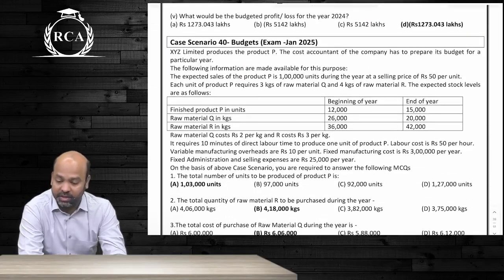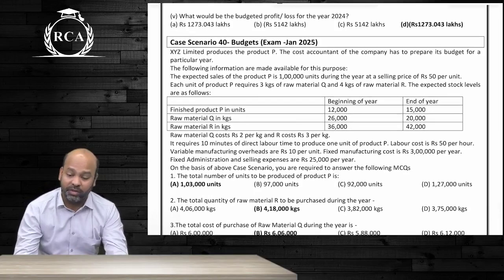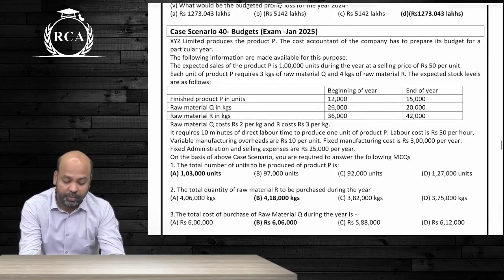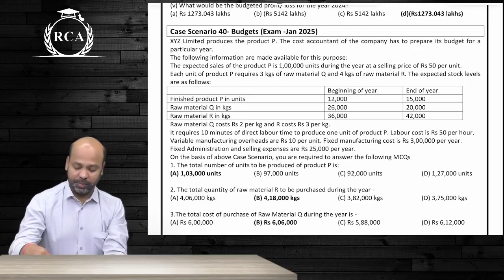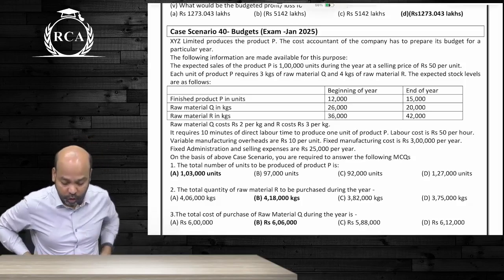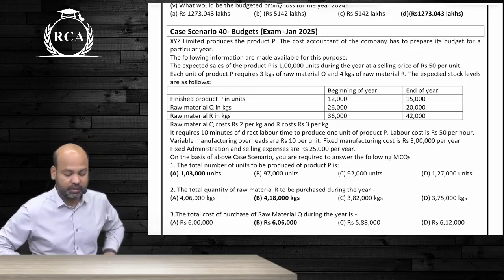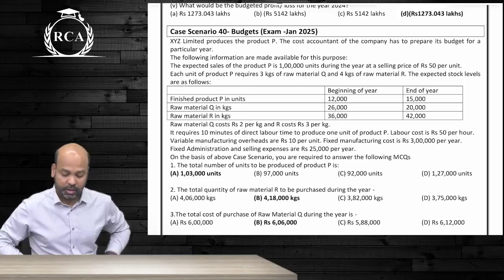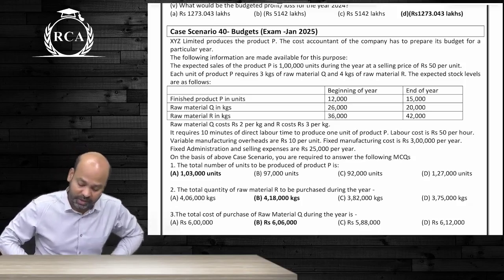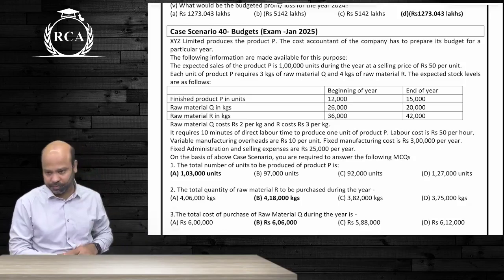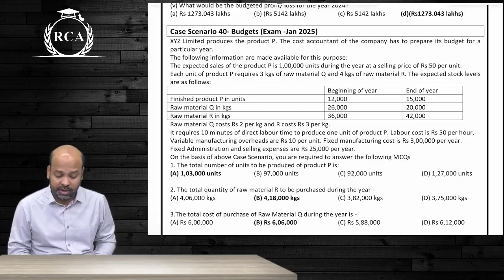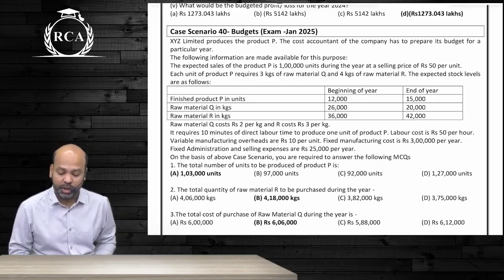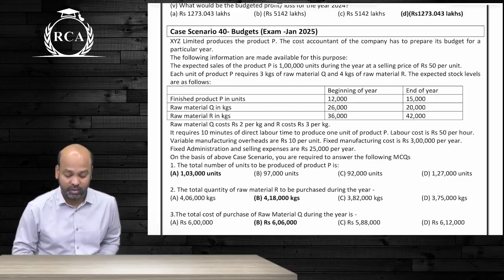Question number 40 guys, examination question. Look at how simple, how easy the question was guys. XYZ Limited produces product P. The cost accountant of the company has to prepare its budget for a particular year. The following informations are made available for this purpose. The expected sales of the product P guys is 1 lakh units during the year at a selling price of 50 rupees per unit. Each unit of product P requires 3 kgs of raw material Q and 4 kgs of raw material R. The expected stock levels are as follows.